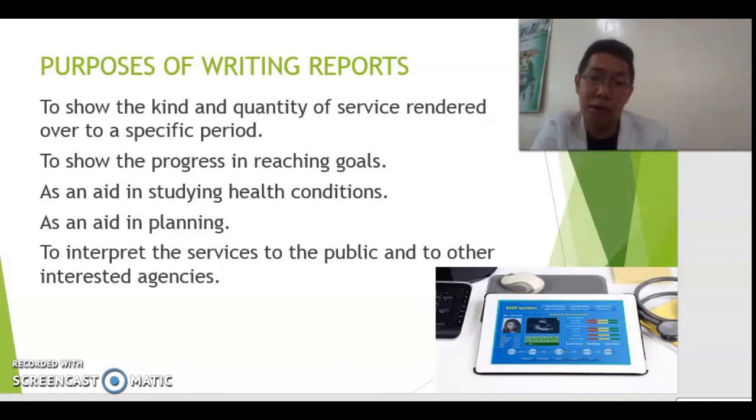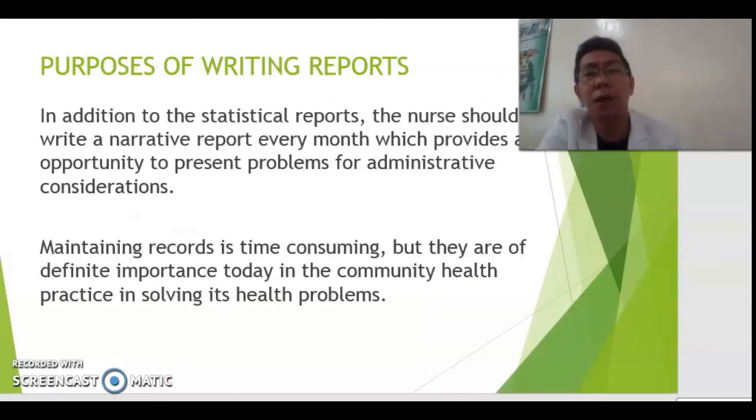So, of course, with records and reports, we can easily provide statistical reports to other interested agencies, okay? So for example natin, based from the records, cases ng mga dengue, COVID, okay, or NGOs, so you can provide information to other groups of people that would like the record, okay? So it may be time consuming, but they are important, okay, in our community health practice, so that we can solve health problems better, okay?